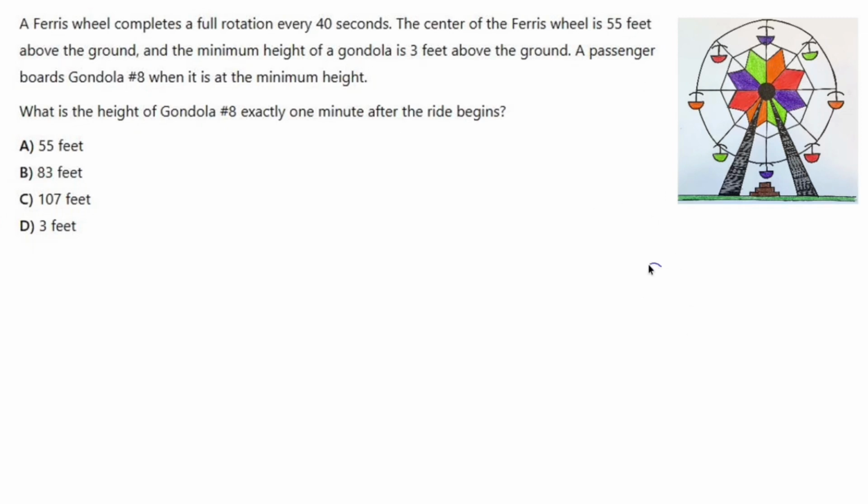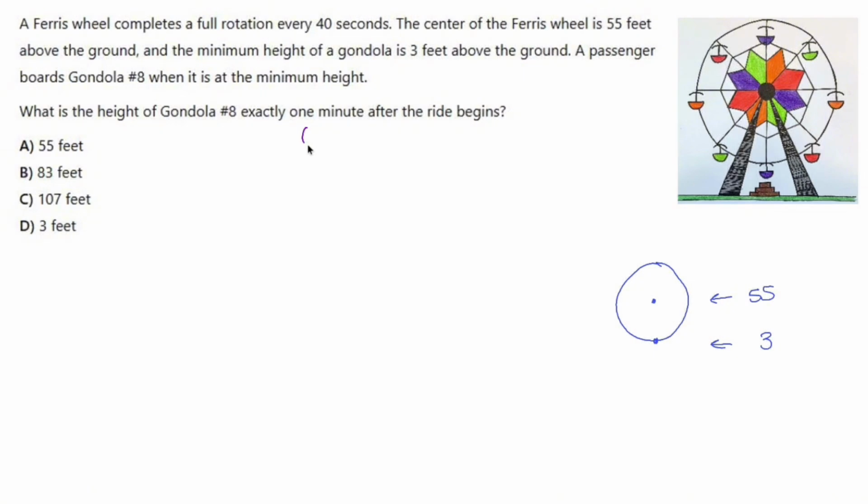I didn't leave myself a whole lot of space, so let me just draw a circle with the center on it and say you're going to be 55 feet off the ground. The minimum height of a gondola is 3 feet above the ground, so that would be you at the very bottom, where Drake started. You're at 3. A passenger boards gondola number 8 when it's at its minimum height. What is the height of gondola 8 exactly 1 minute after the ride begins?